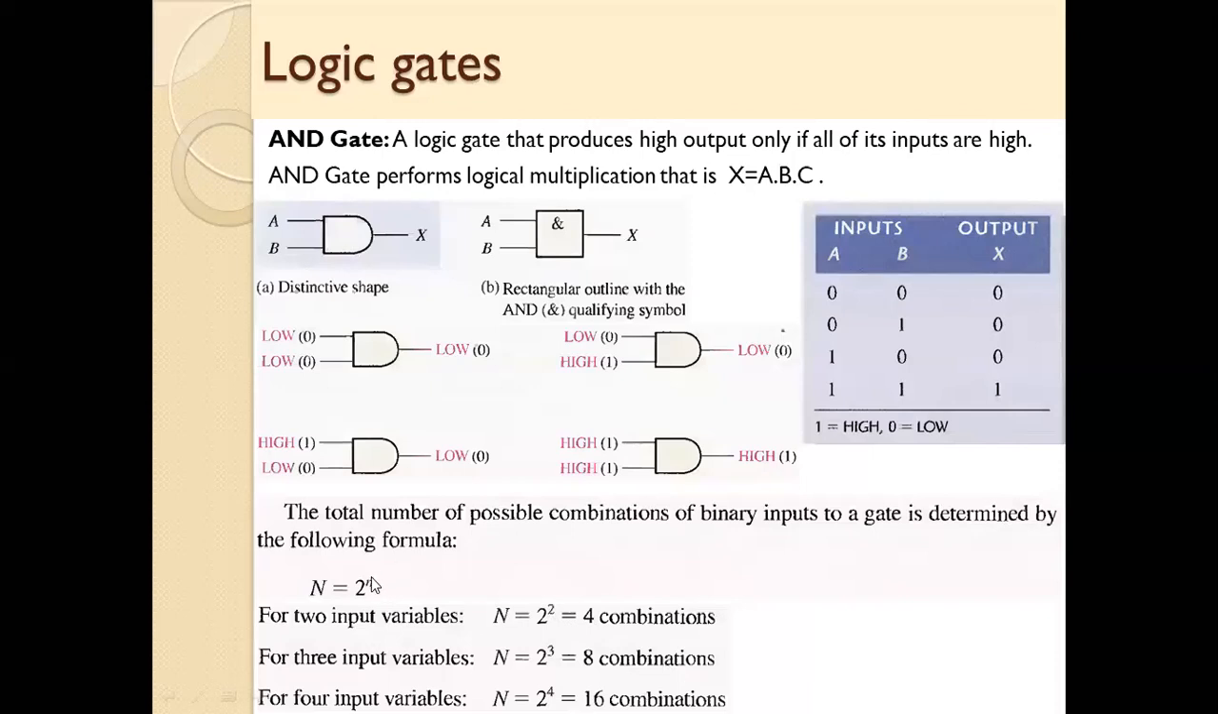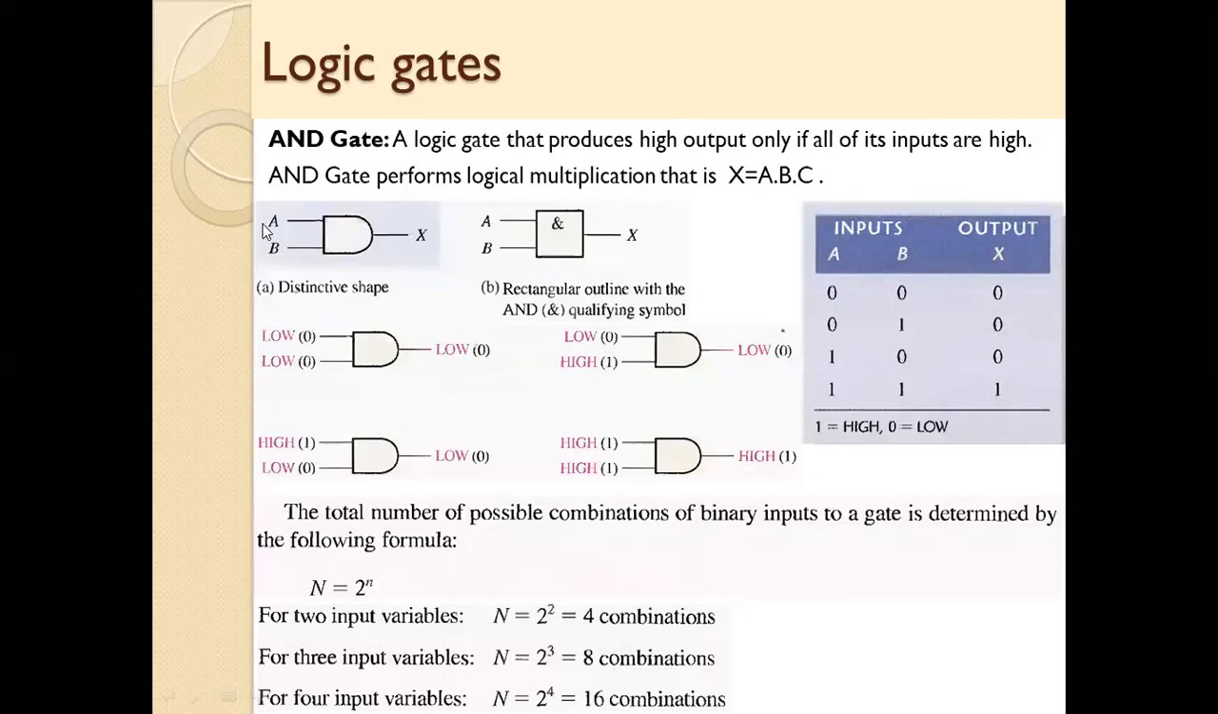And similarly, if you have four inputs of any gate, then you would have a total of 16 combinations. And as many inputs as you put, that number goes in the n, and the capital N will give you the number of possible conditions of the input. So now you understand this.